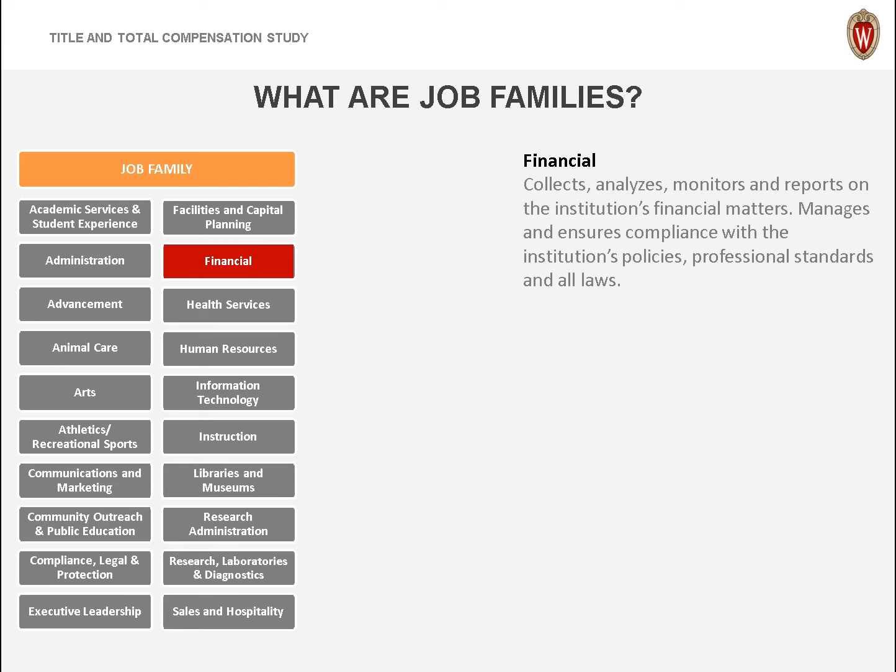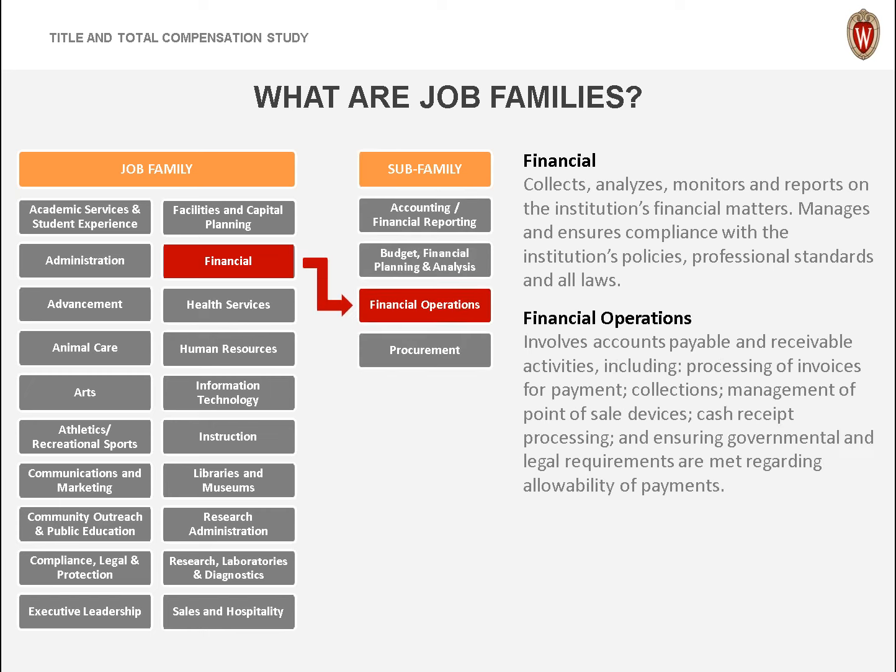Then let's go a little deeper. You can see that the financial job family collects, analyzes, and reports on the institution's financial matters. Then when you get to a subfamily of that financial job family, you might look at financial operations. So there we're becoming a little bit more narrow in the type of jobs that fit into the subfamily, where those would be more accounts payable and receivable type activities and processing of invoices.